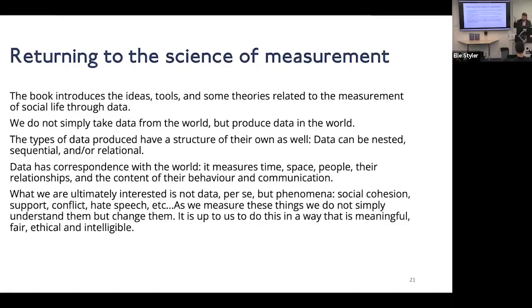And so in the end, returning to the science of measurement, the book introduces the ideas, tools, and some theories related to measurement of social life through data. We do not simply take data from the world, but produce data in the world. The types of data produced have a structure of their own. The data can be nested, hierarchical, sequential, relational, we kind of covered them. And then data has a correspondence to the world. It's not just random data. It measures time, it measures space, it measures the relationships between people, and it measures behavior and communication.